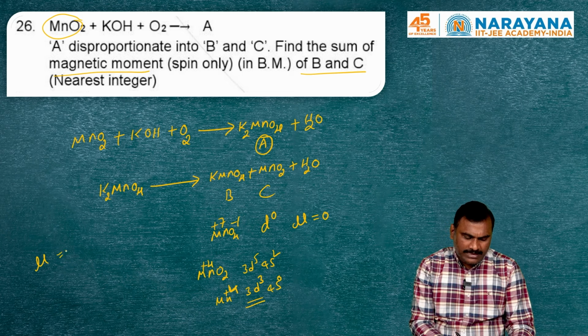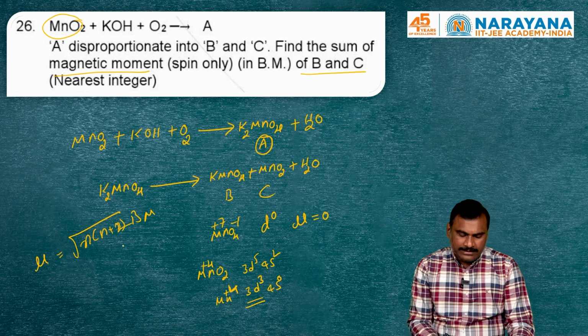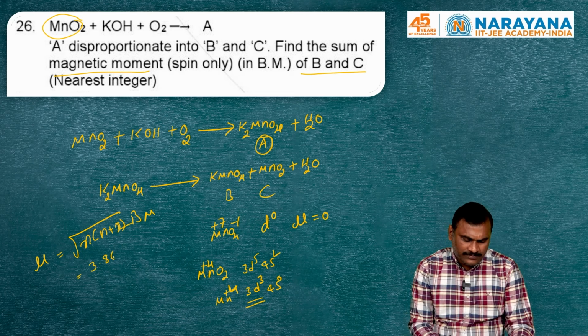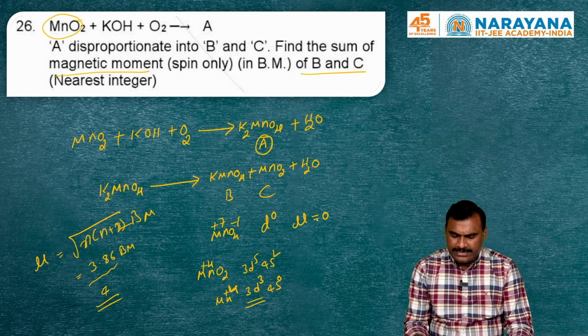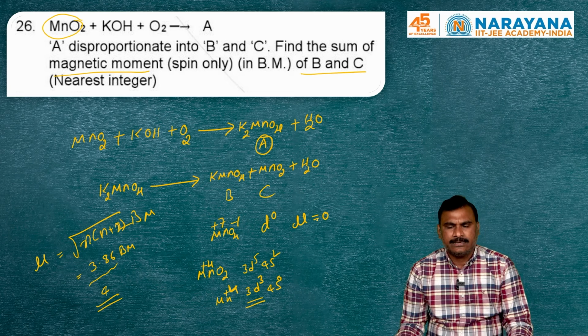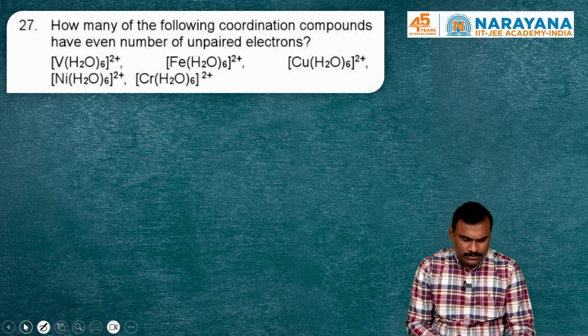The magnetic moment is equal to root of n into n plus 2 Bohr magneton. That is, 3 unpaired electrons are there. Root 15 is roughly 3.87 Bohr magneton. Therefore, the answer should become 4, because the answer is above 3 point something. So 3.86 plus 0 is 3.86. That is, the answer should be 4. Next, let us go for the next question, students.